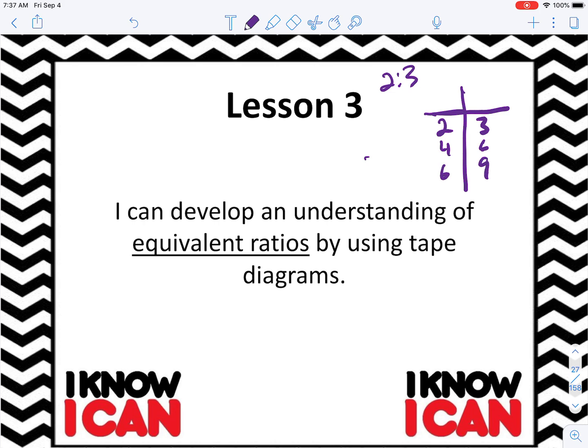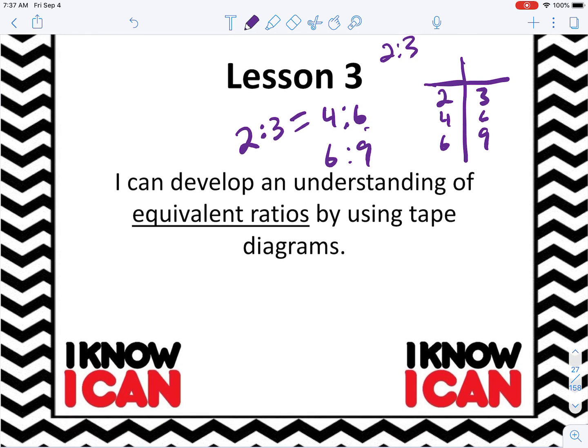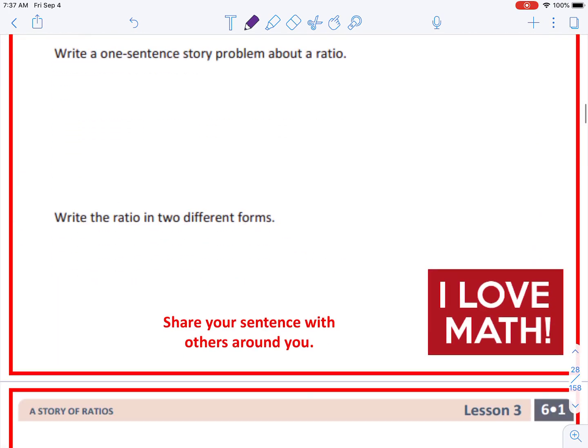Okay, all of these are equivalent ratios, because they're on the same table. They're all multiples of 2 to 3. Now we're going to be using tape diagrams today to help us visualize those ratios and help us solve some problems. Okay, so let's move on.